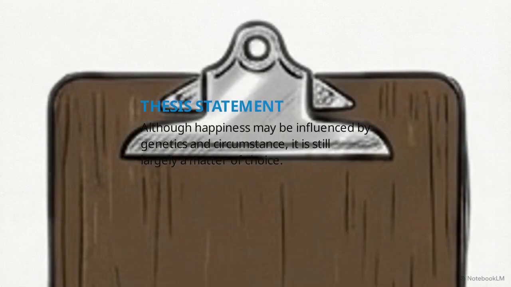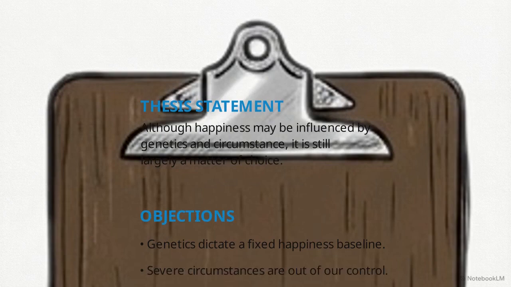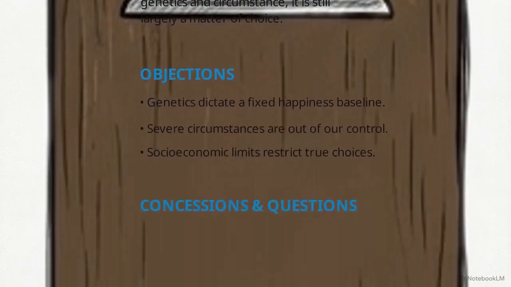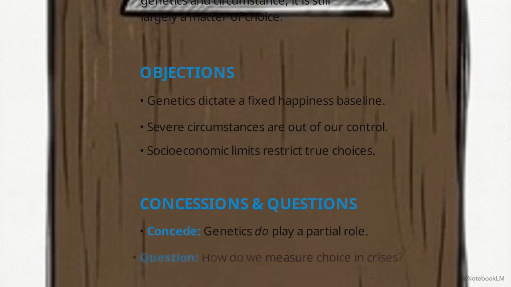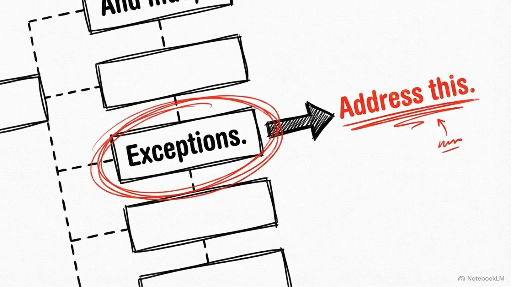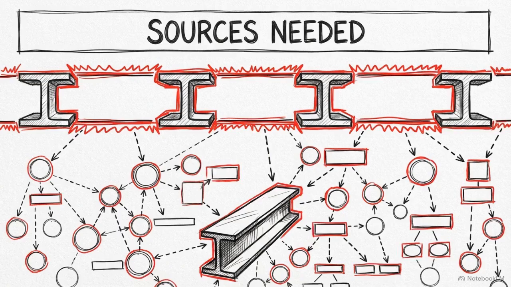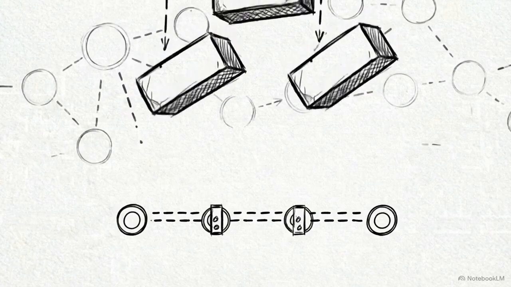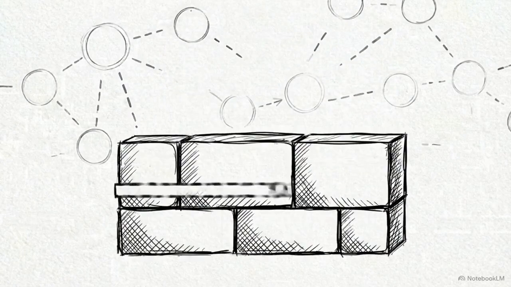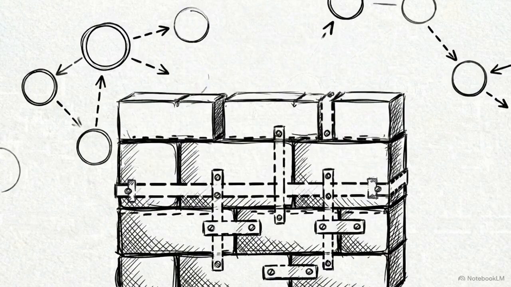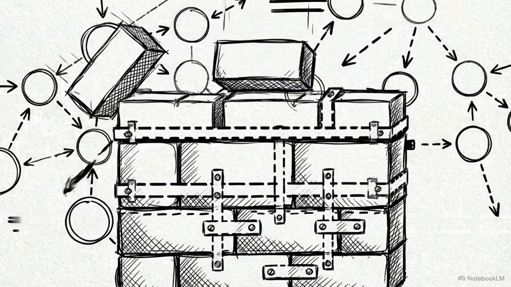Directly below your thesis, start a list. Brainstorm the immediate objections an opponent would raise against your claim. Jot down the necessary concessions you have to make and any questions a reader might ask. Think about where your argument is weak. Are there obvious exceptions to your rule? Are there gaps in your research that opponents will point out? Capturing these specific vulnerabilities right now allows you to build defensive counterarguments natively into the paper's architecture from day one.